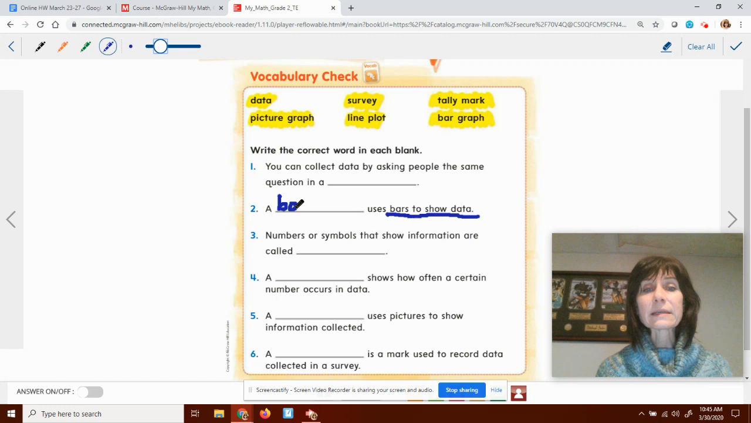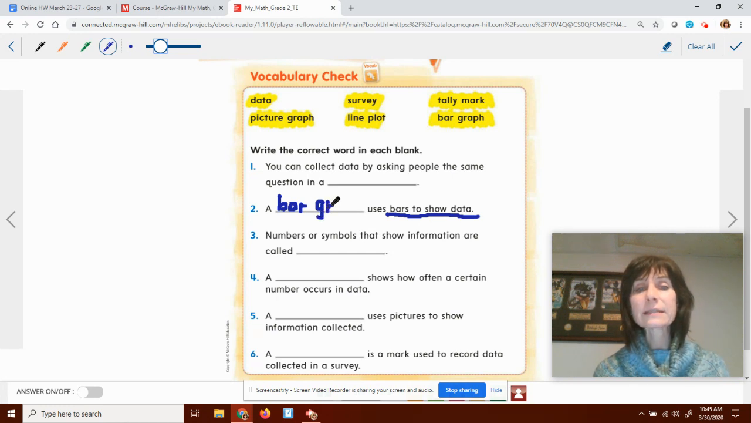So you need to write the word bar graph. As you're writing this, make sure you understand, can visualize what that bar graph is. Because tomorrow you'll also have a vocab test, and that vocab test will, I'm sure, have many of these words on. Number 2, numbers or symbols that show information are called. What are my numbers and symbols? Well, we're not quite sure. All right, let's come back to that.